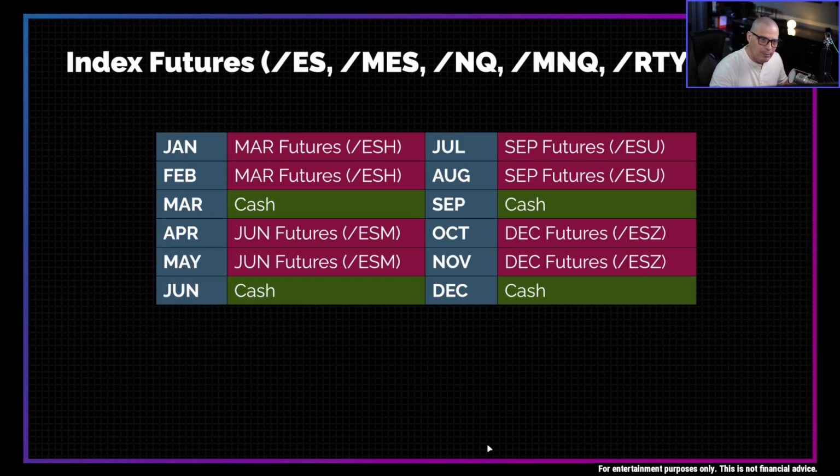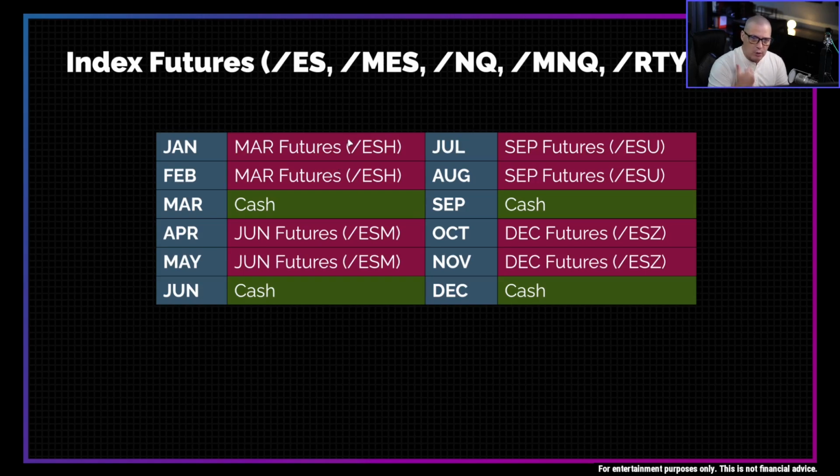So when it comes to assignment and settlement on your futures options positions with the indexes, if you're in the quarterly months, so March, June, September, and December are the quarterly expirations, and if you're assigned on those, everything settles to cash. So you don't have to worry about being put a long futures contract or a short futures contract. Everything settles to cash on the quarterly expirations. Now, the non-quarterly expirations, you will be assigned a futures contract if you get assigned.